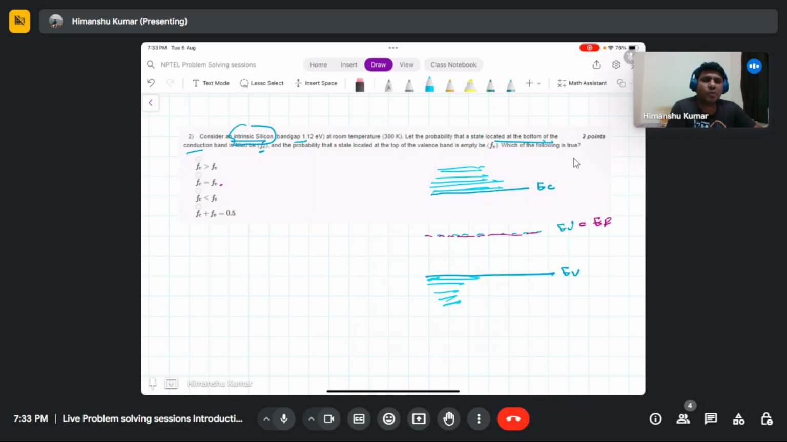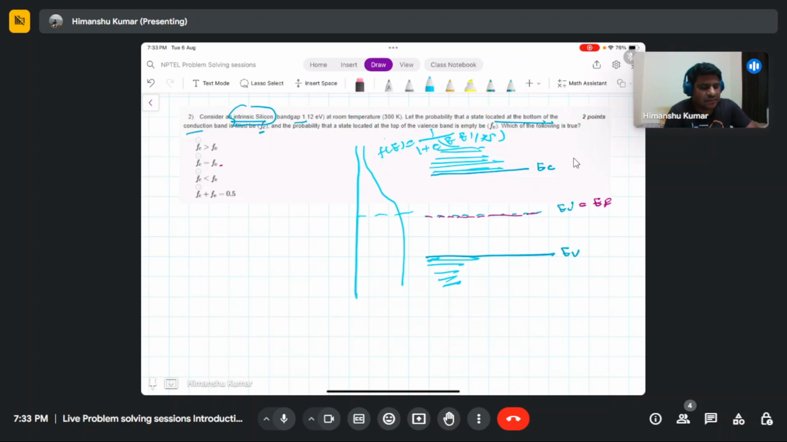For that we need to apply the Fermi-Dirac statistics, which in energy terms is given as f of E equals 1 upon 1 plus exponential of (E minus EF) by kT. This is the probability density function, and with it you can calculate the probability of occupying the bottom of the conduction band and the top of the valence band. Basically, we need to calculate f of EC and f of EV.